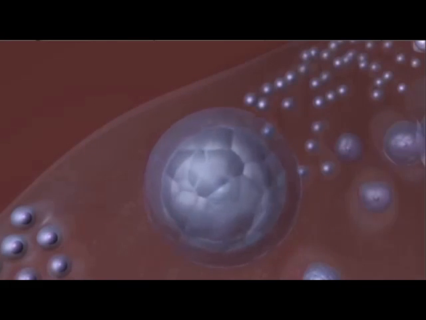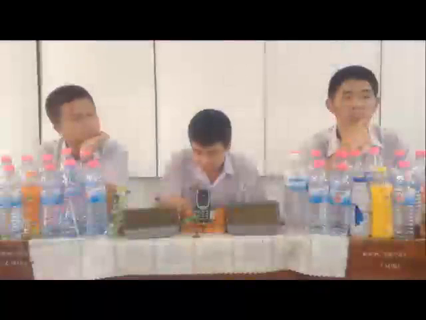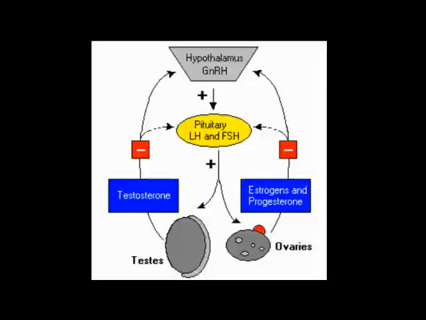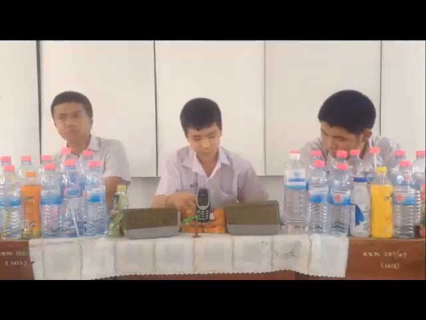Preceding ovulation, a reproductive hormone, gonadotropin-releasing hormone, GnRH, is released from the hypothalamus of the brain. This stimulates the release of two other reproductive hormones, FSH and LH, from the anterior lobe of the pituitary gland in the brain.